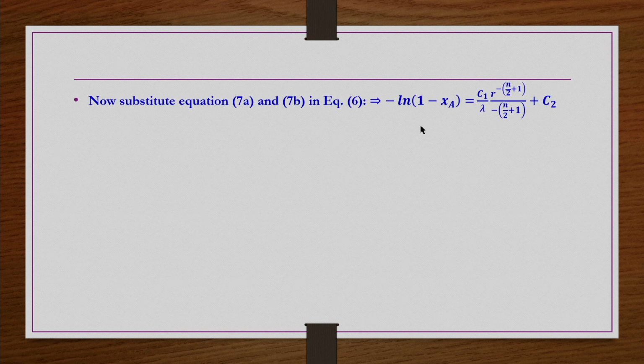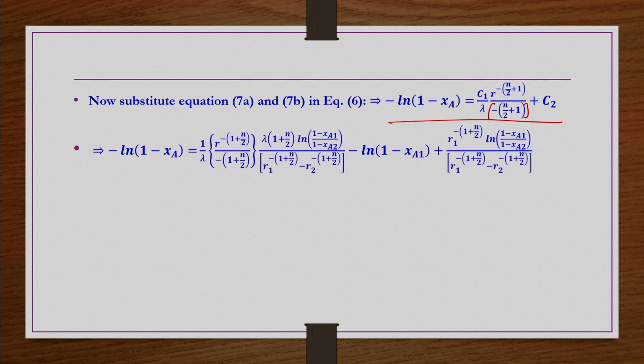So these constants C1 and C2, if you substitute in equation 6, that is minus ln(1 minus XA) equals C1 by lambda times R power (minus n by 2 plus 1) divided by (minus n by 2 plus 1), plus C2. Now you substitute C1 and C2: 1 by lambda, this is C1, and this entire thing is C2.